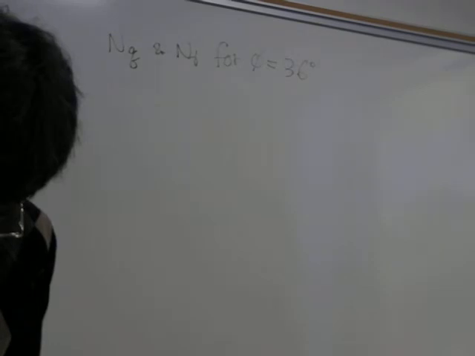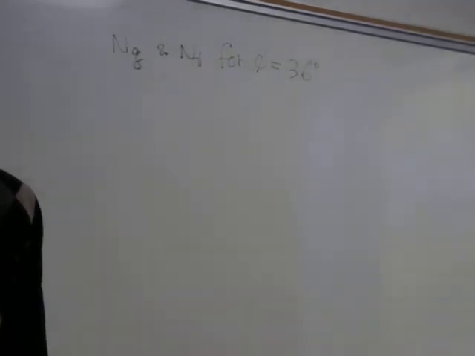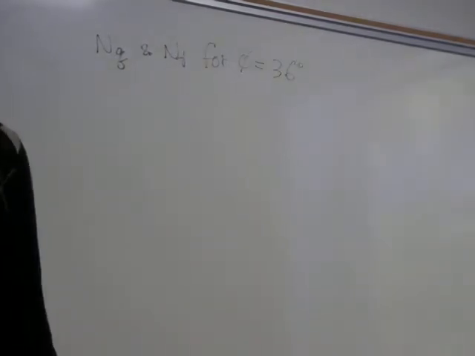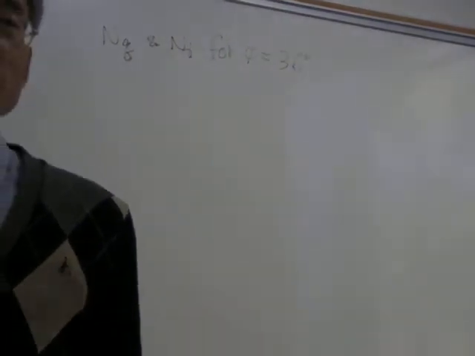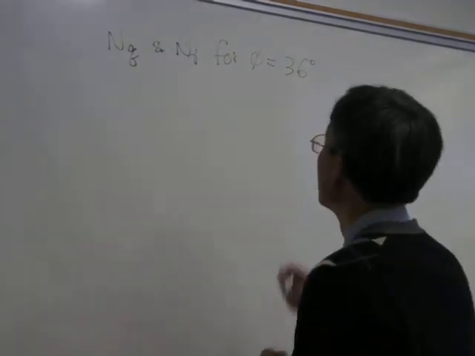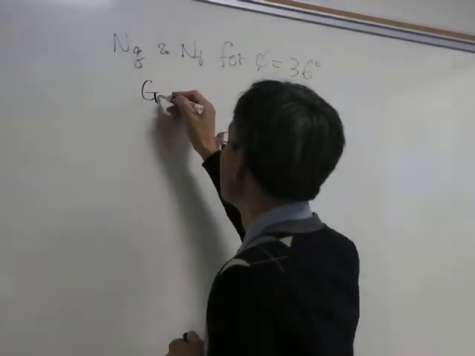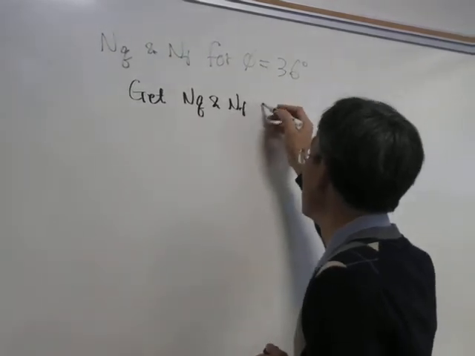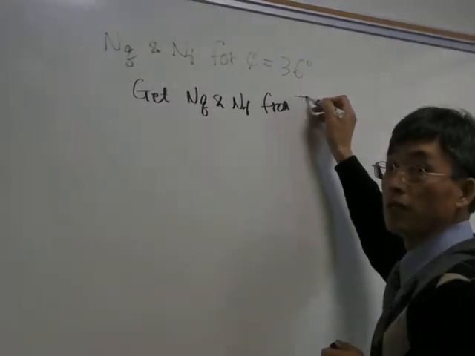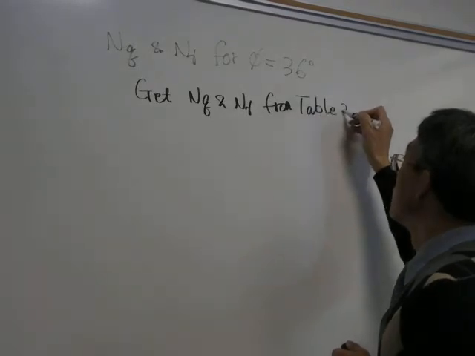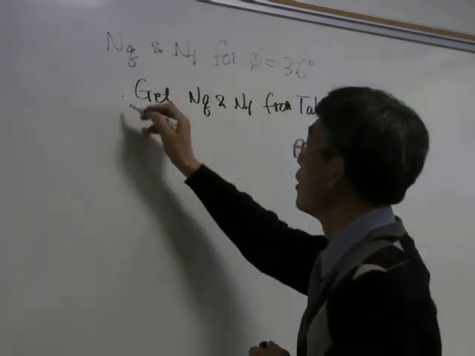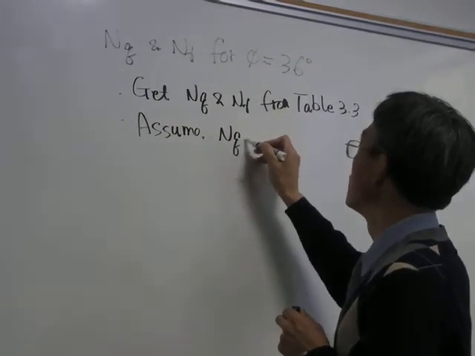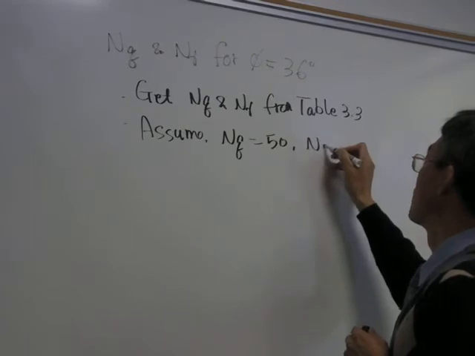Do we have the chart? I thought about bringing a book today. The bearing capacity chart. Ah, no. I don't have the book. Okay. We can just guess. Get N sub q and N sub gamma from table 3.3. Okay. And let's assume N sub q is 50, N sub gamma is 30.